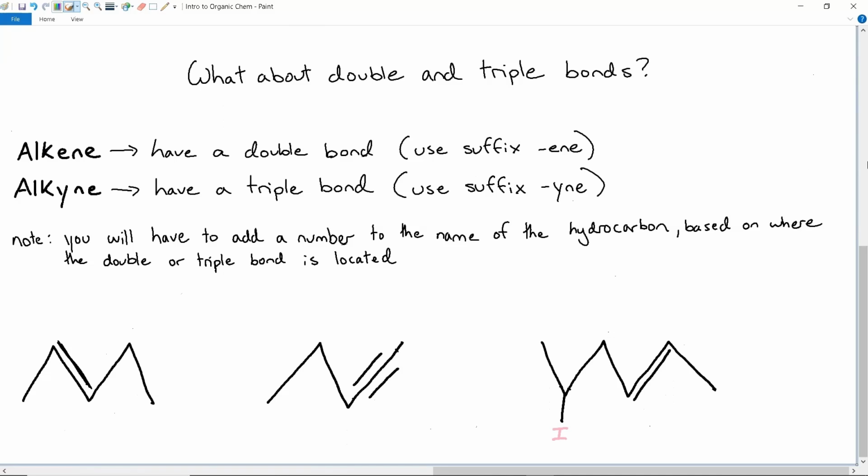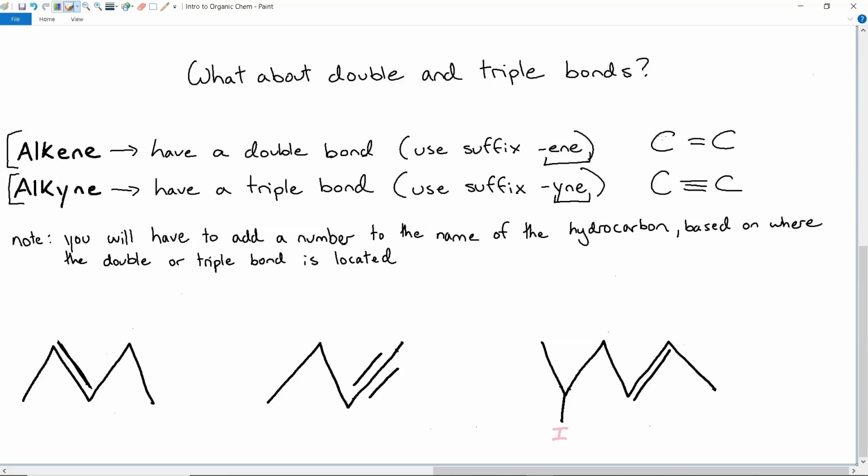So as I mentioned earlier, up until now we've only been dealing with alkanes, but there are cases where we're going to have double or triple bonds between carbon atoms. So when we have a double bond, we have what's known as an alkene. So instead of the ane ending, we have ene. And if we have a triple bond between carbon atoms, we have what's known as an alkyne, and it gets the yne ending or suffix.